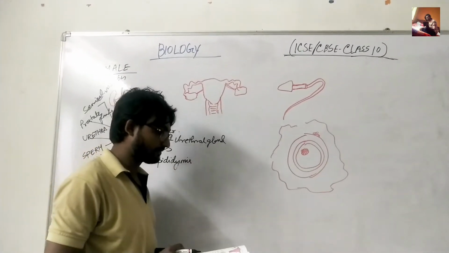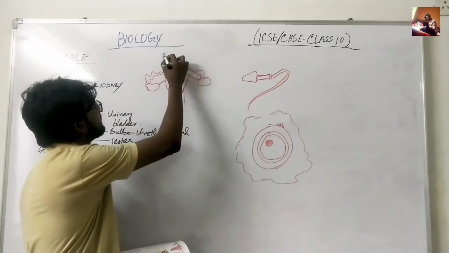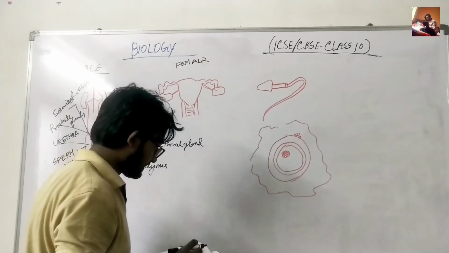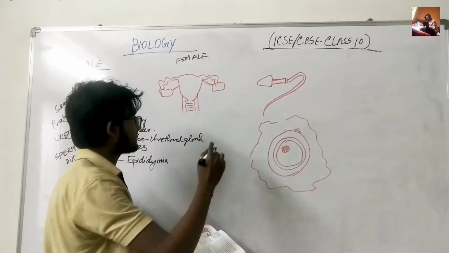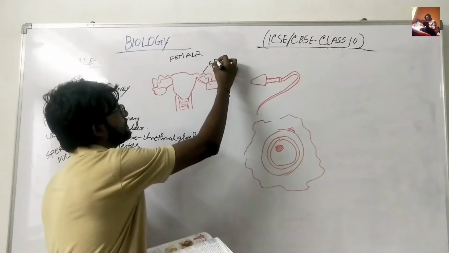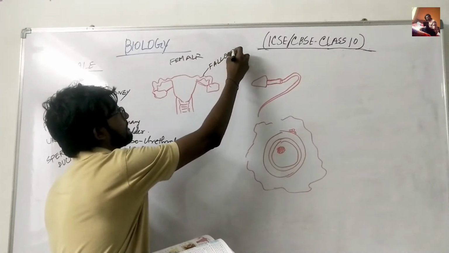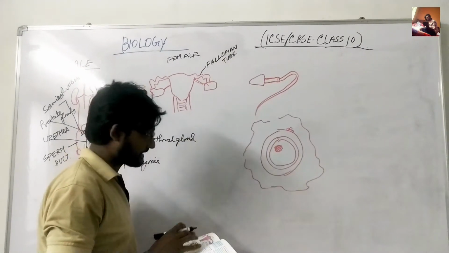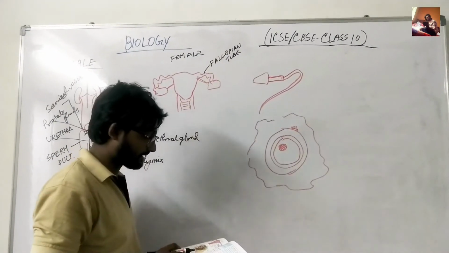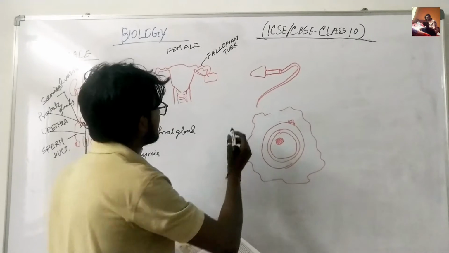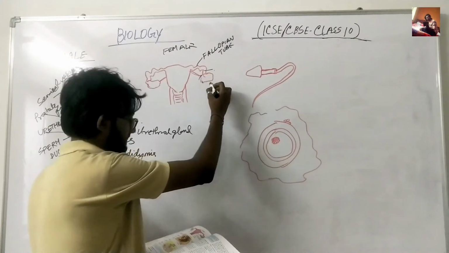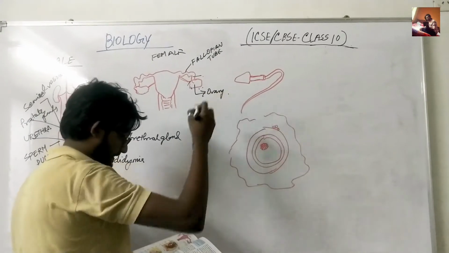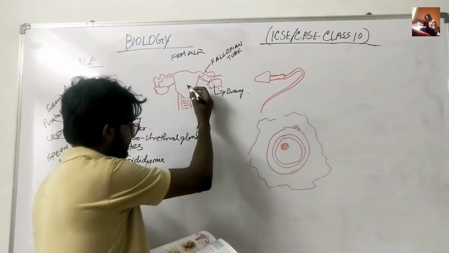Now we're coming back to the female one. We'll just go through the basic parts, right? So over here, this is basically the fallopian tube, or the oviduct, you can say. This is the oviduct as well. Now this is the funnel that is coming over here, and this is nothing but the ovary. Okay, and this is the uterus.